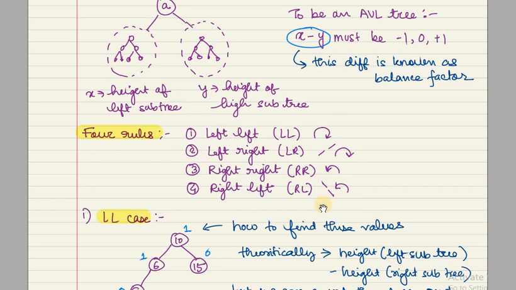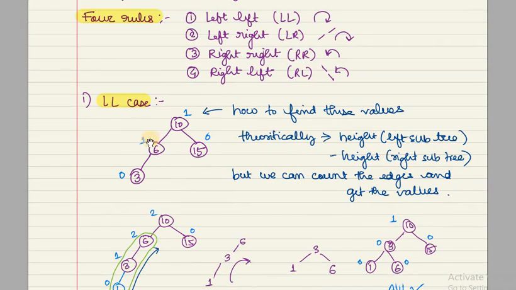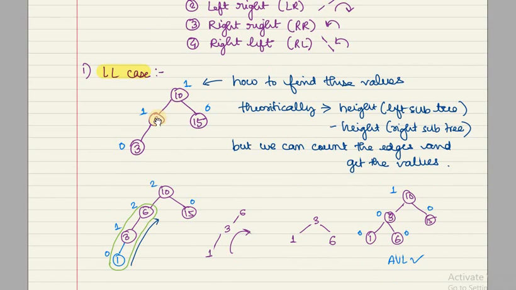So let us try to understand what it means. So we take the first case here, which is the left left case. So here we have this particular tree with us.